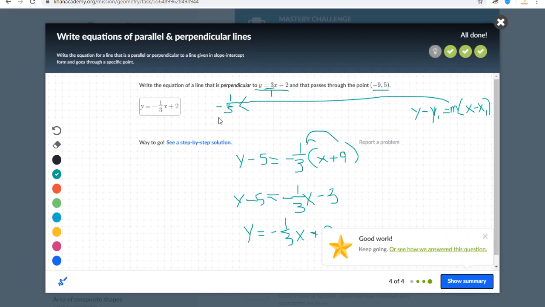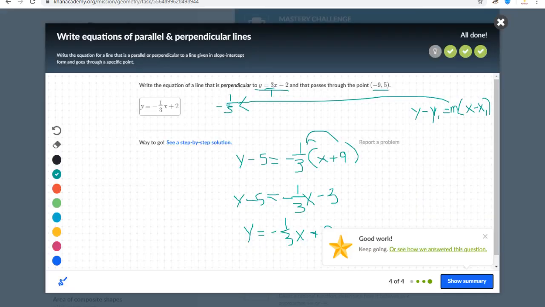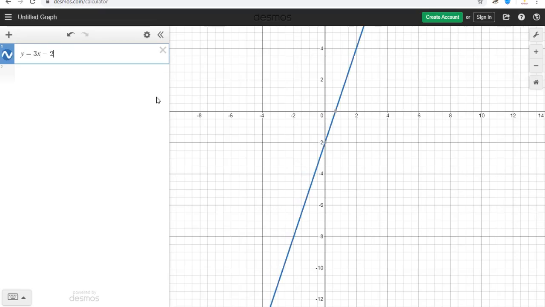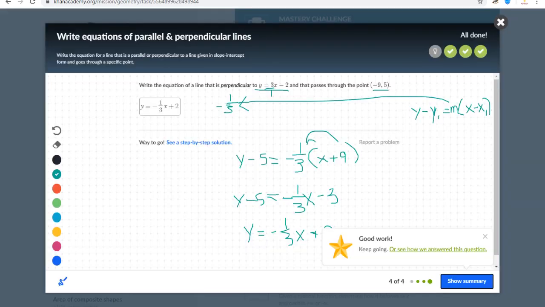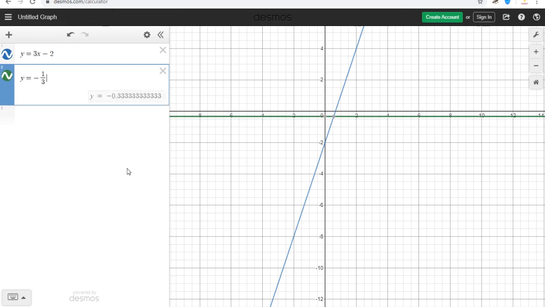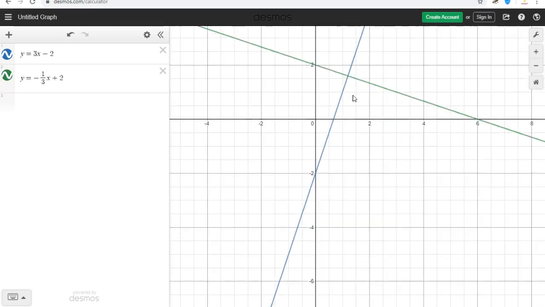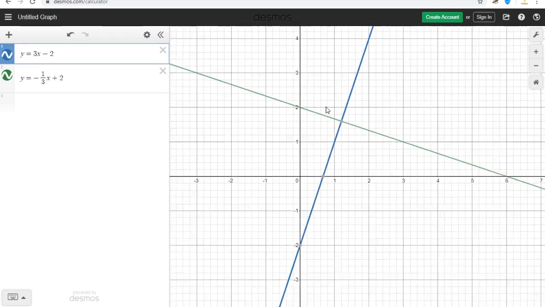We can even check this. Yeah, let's go ahead and check this. Let's write our perpendicular line in here. So it's y equals 3x minus 2. And then we got y equals negative 1/3 x plus 2. And as you can see, they intersect here.